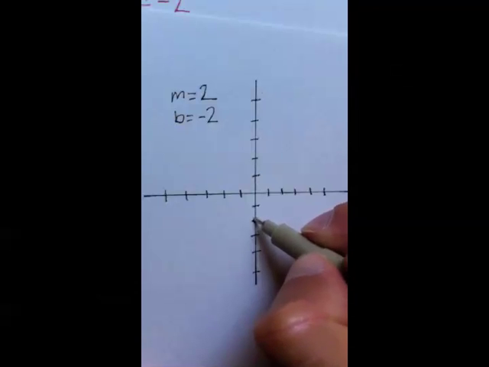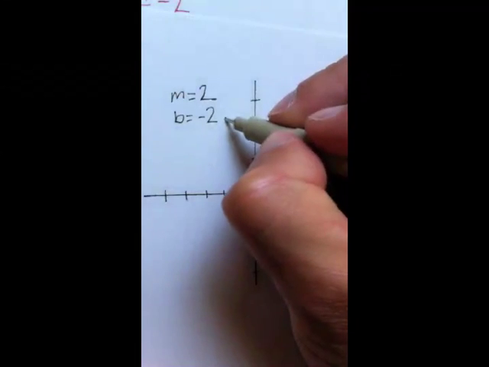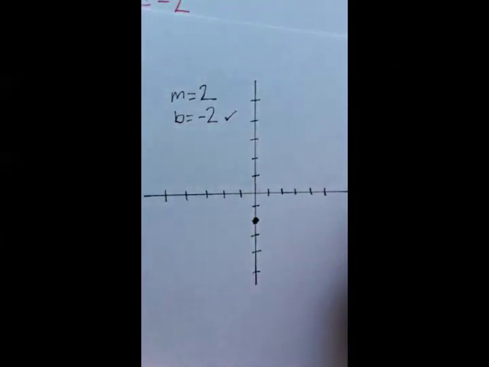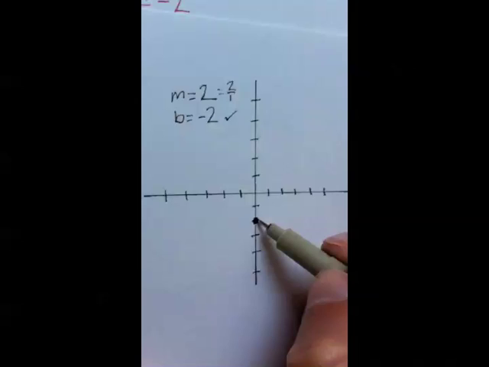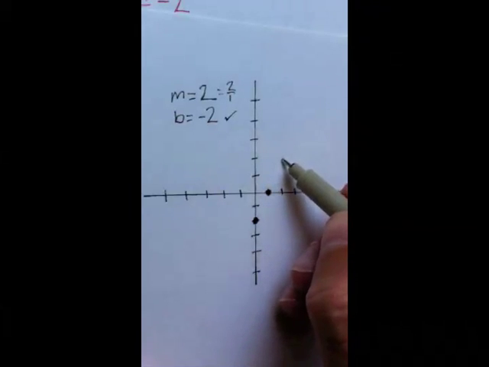So we're going to deal with the b first. Negative 2 is b, so you're going to go down 2 on the y-axis and make a point. Now that's where we're going to start our graph. Now we're going to use the slope to make the other points. So you want to rewrite the 2 for the m in a fraction form, which is 2 over 1. Rise 2, so you're going to go up 1, 2, right 1.